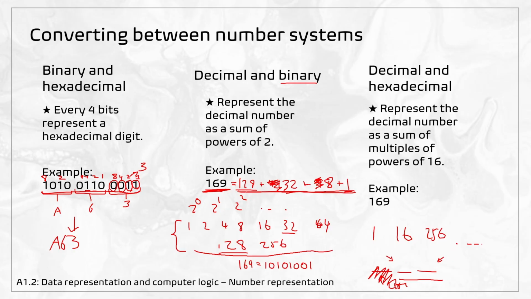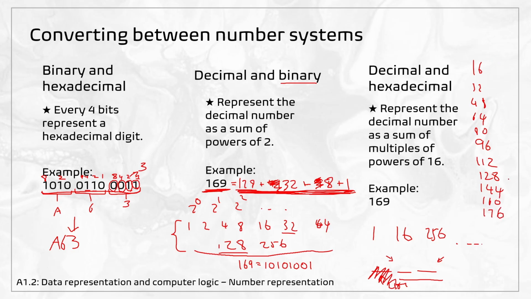Let's do what we did in binary. Let's do this little summation. So we want to represent it as a sum of multiples of powers of 16. But by this, I mean, what is a multiple of 16 that can go into 169. So firstly, let's draw the 16 times table. 16, 32, 48, 64, 80, 96, 112, 128, 144, 160, and 176.